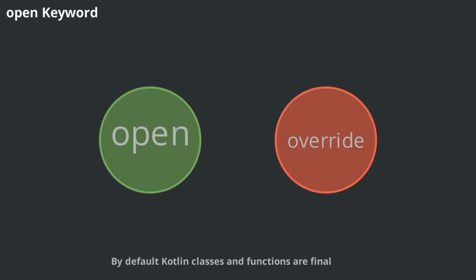By default, Kotlin classes and functions are final. Use the open keyword to make them extendable or overridable. This gives you control over inheritance and allows for more flexible designs.